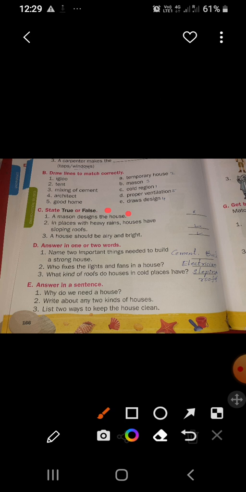But dear students, who will design the house? The architect. So, a mason designs the house is a wrong sentence.